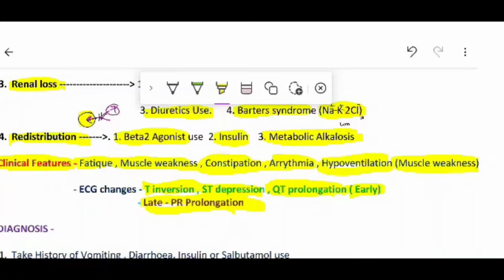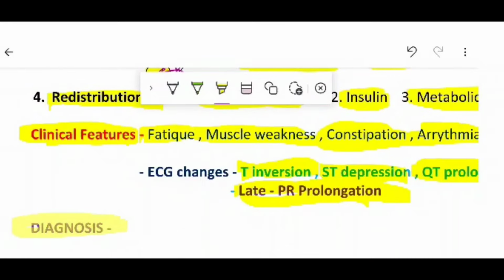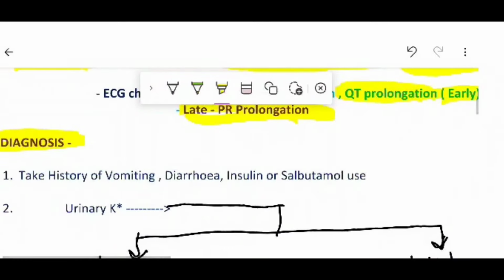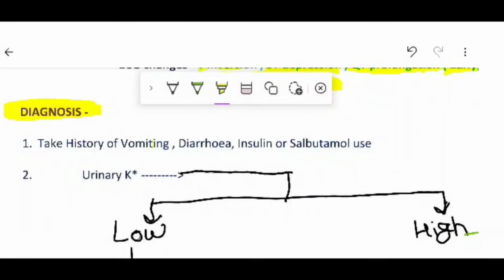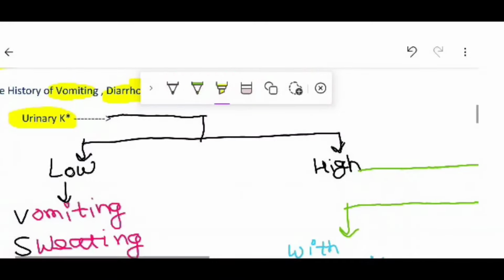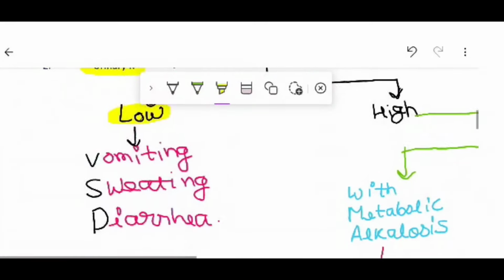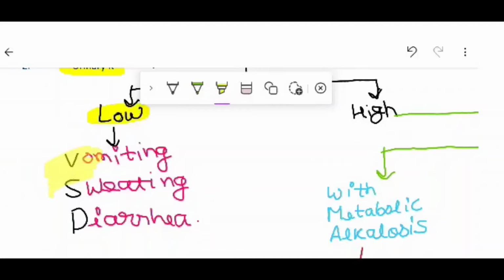Very important, guys. How will you diagnose hypokalemia? First of all, we take the history from the patient, like history of vomiting, diarrhea, any insulin or salbutamol use. This is a very important step, guys. Then we go for urinary potassium analysis. If it is low, then we can have three causes. You can remember them from the mnemonic VSD: vomiting, sweating, and diarrhea.